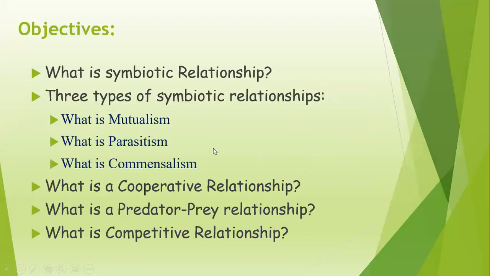Now, what are the objectives of this lesson? The objectives of this lesson are: what is a symbiotic relationship? Then you have 3 types of symbiotic relationships. You have to know what is mutualism, what is parasitism, what is commensalism. Once you know all these 3 types, then you have to know some other relationships, which are further 3. One is what is a cooperative relationship, what is a predator-prey relationship, and the last one is what is a competitive relationship.